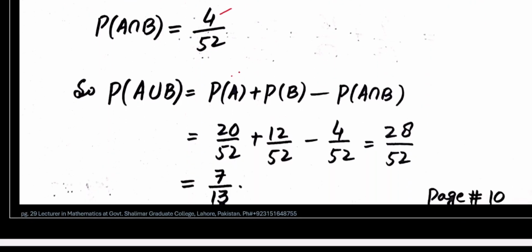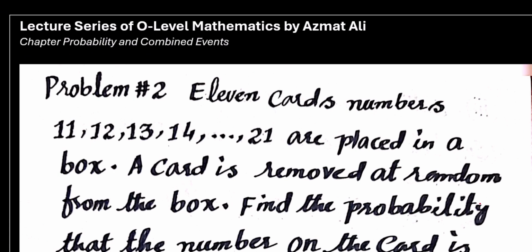Probability of A union B is probability of A plus probability of B minus probability of their intersection. This is 20 over 52, this is 12 over 52, this is minus 4 over 52. After taking its LCM, this gives 28 over 52. And after cancelling with 4, this is 4 into 7, 28, this is 7 over 13. So it ends problem number 1.